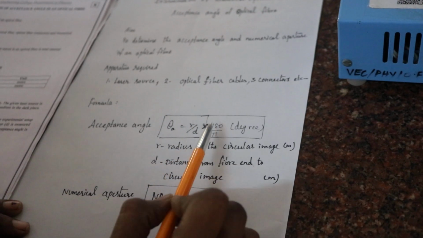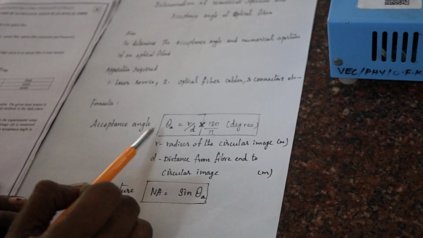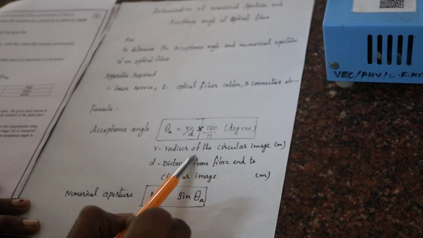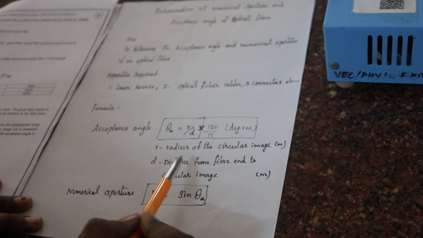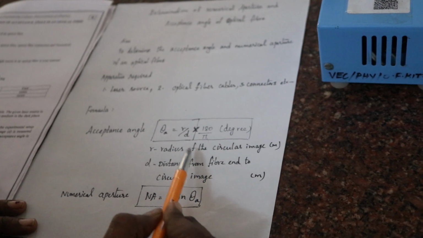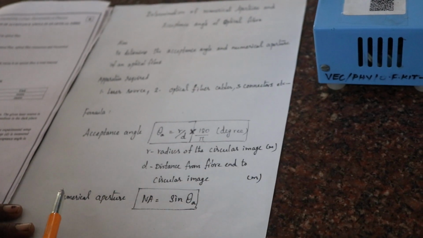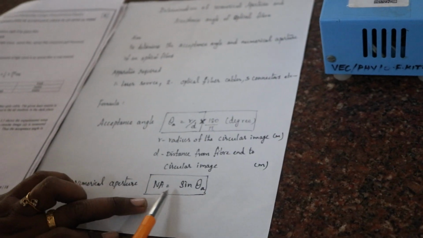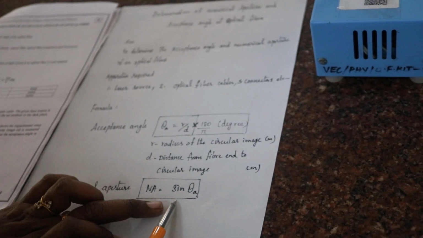Theta is equal to small r divided by d into 180 by pi. Here theta is nothing but the acceptance angle, small r is the radius of the circular image and d is the distance from the fiber end to the circular image. From this we can calculate the numerical aperture by using the formula: numerical aperture is equal to sine of acceptance angle.